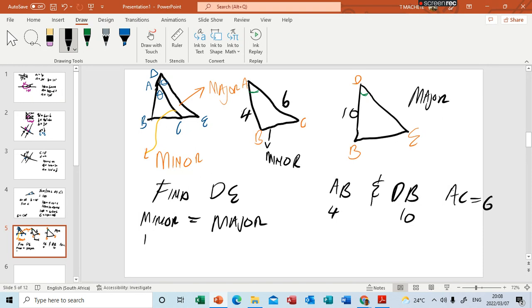So I was saying, you're gonna say your DB over the one that you want, which is DE. Then you're gonna say equals to. So you see, I divided the minor. Let me take the minor that side, the measure that side, sorry.